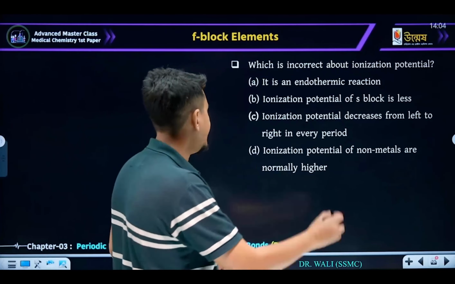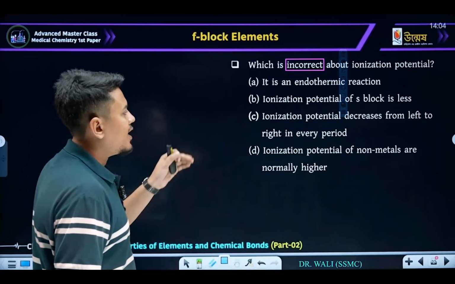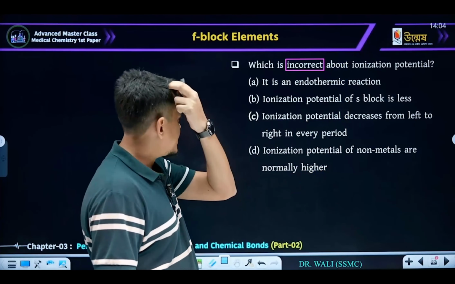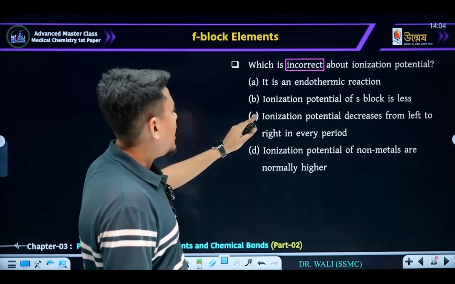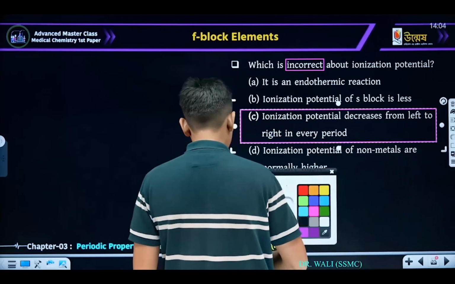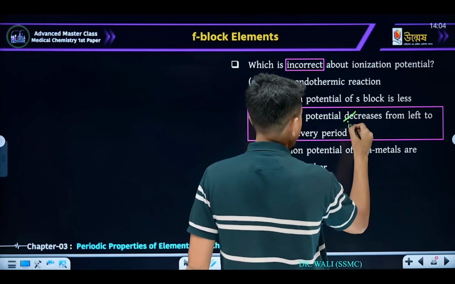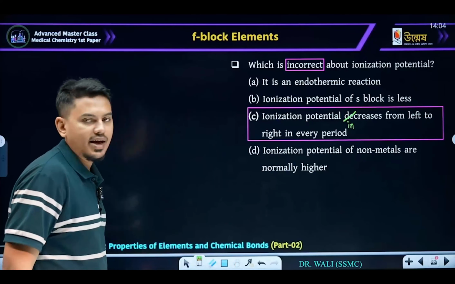Now, there are some questions about which statement is incorrect about ionization potential. It is an endothermic reaction, this is true. Ionization potential of s block is less. Certainly s block would show the least ionization energy. Ionization potential decreases from left to right? No, ionization potential increases from left to right. So here the answer will be increase, not decrease. Ionization potential of nonmetals is normally higher, true.